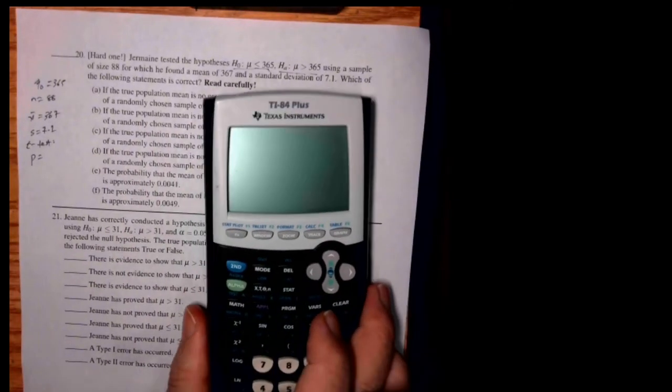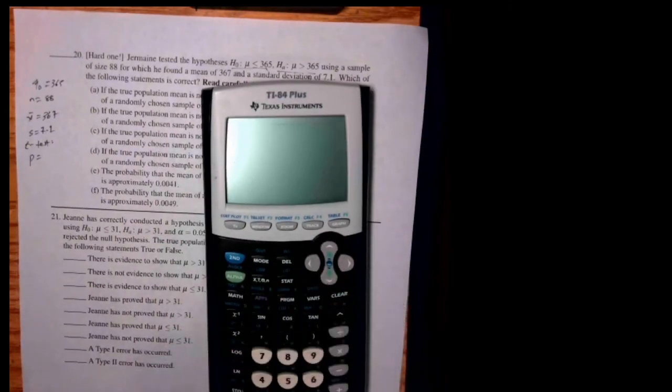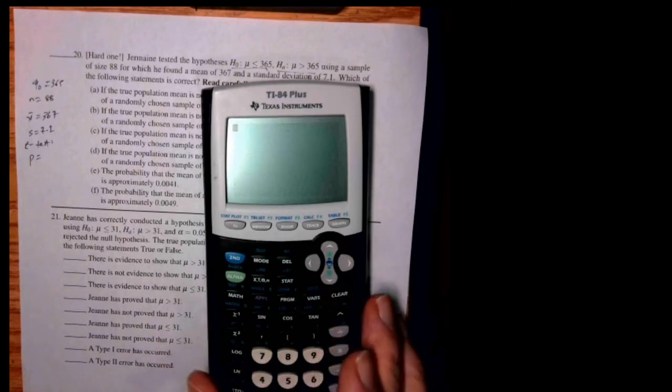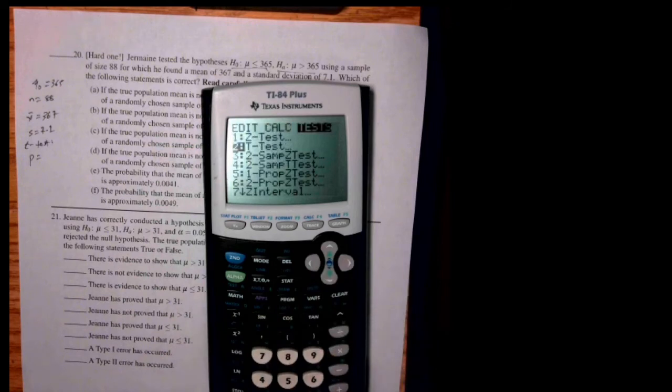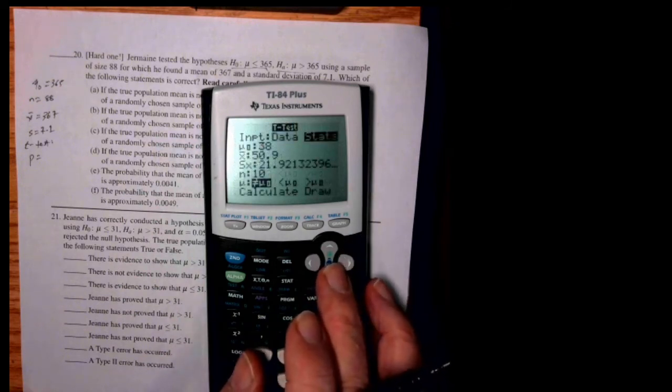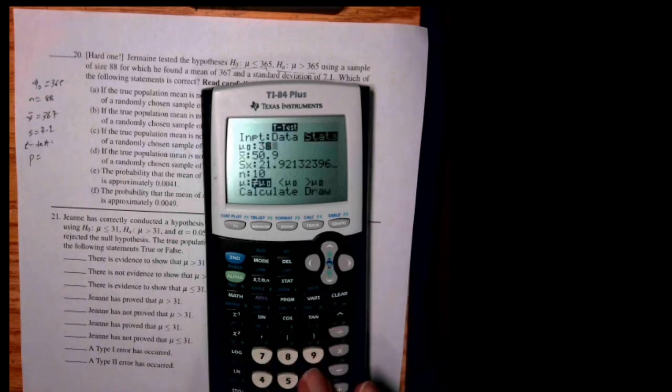Let's go ahead and do this test. Since the standard deviation is from the sample, we're going to do a t-test, and we're going to find a p-value. So let's go ahead and do it. We're going to need it. So, okay, let's do stat tests. We're going to do a t-test. We're going to do it from stats. Okay, mu naught is 365. X bar is 367.